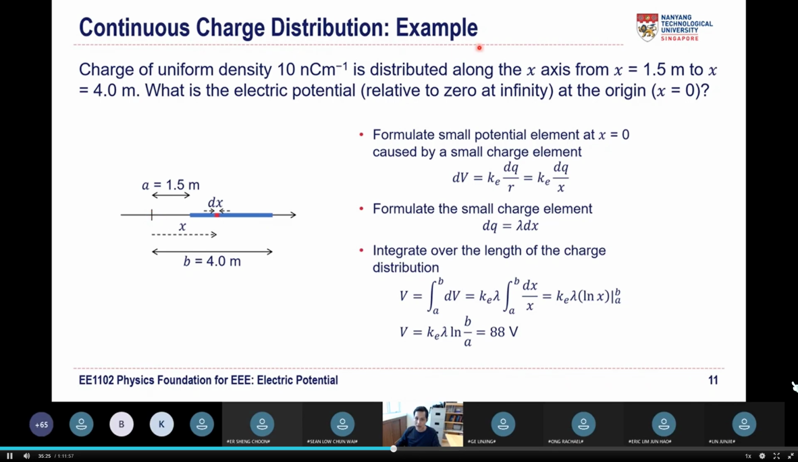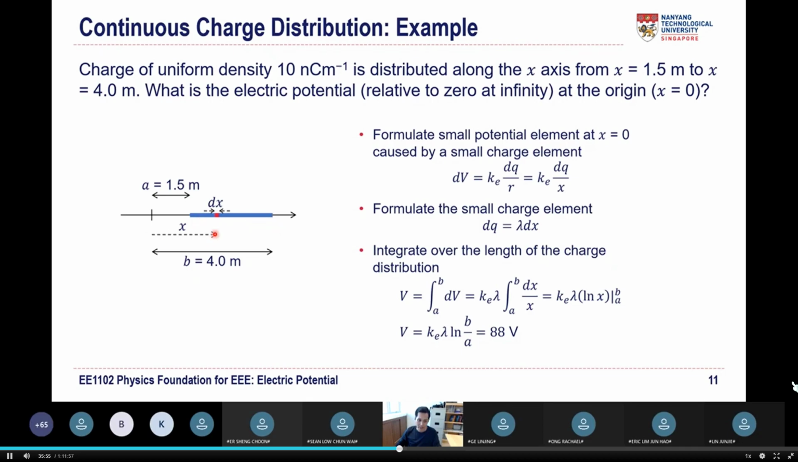That means if I had a test charge located very far away, how much energy do I need to put in order to place that charge over here? That's what this question is asking. In order to calculate the electric potential at that point, we need to formulate a small potential element at distance x. This x is going to be changing from, of course, 1.45 to 4.0.